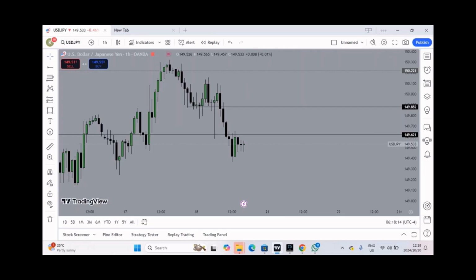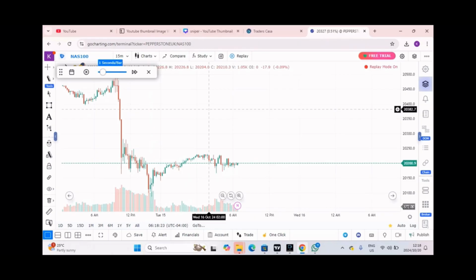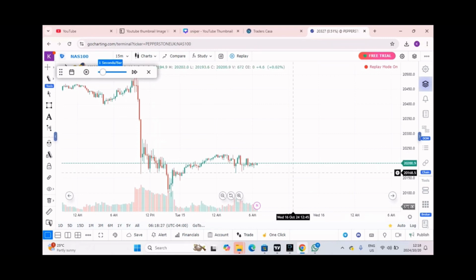So I'm just going to be using a backtesting app just so that I can show you how it works. I'm going to be using Nasdaq for this pair. So, this is how the silver bullet works, okay?